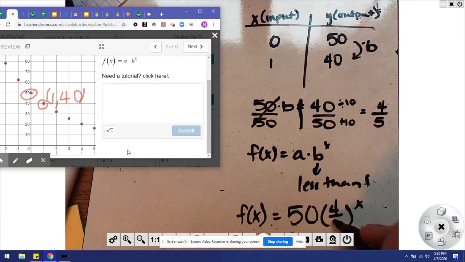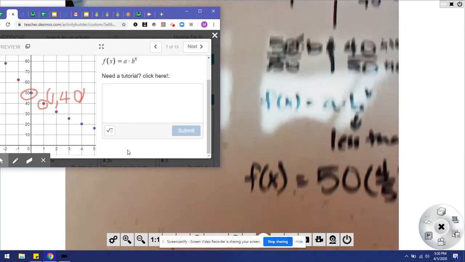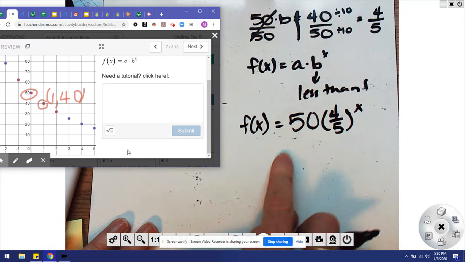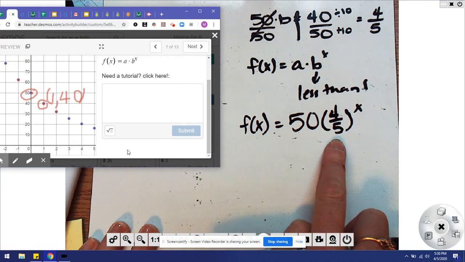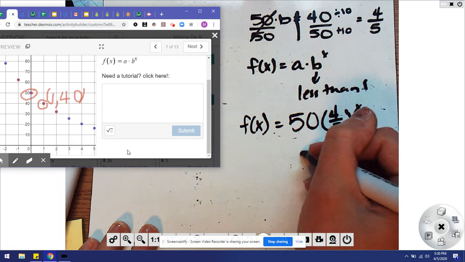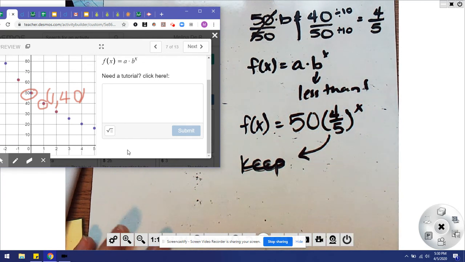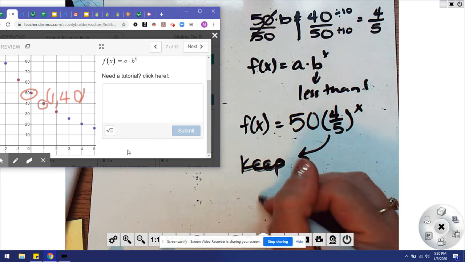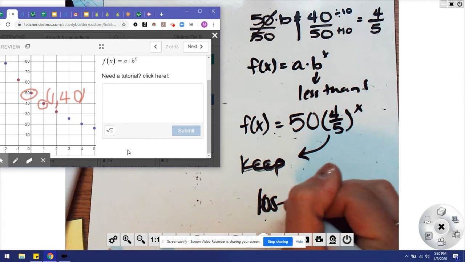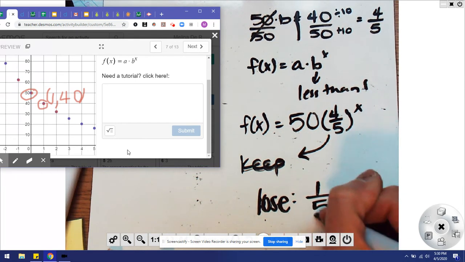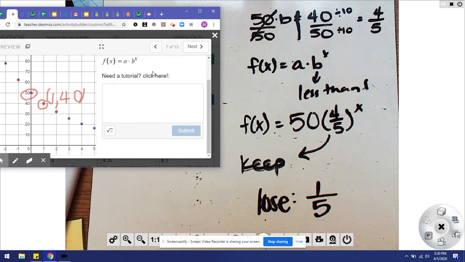So my final answer for my equation is 50 times 4/5 to the x power, which means whatever this story is about, I get to keep 4/5 of that number every time, or I am losing 1/5 every time. At this point, you can pause and start to fill in your Desmos.